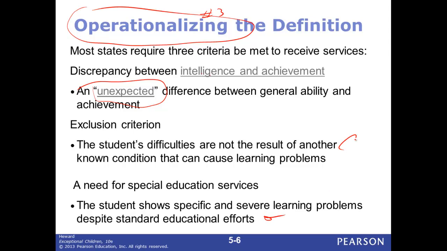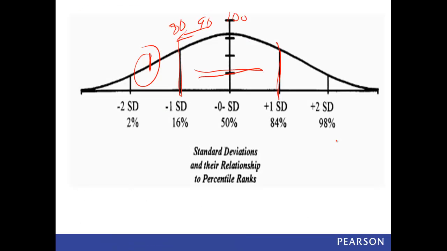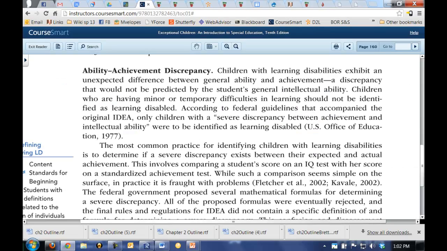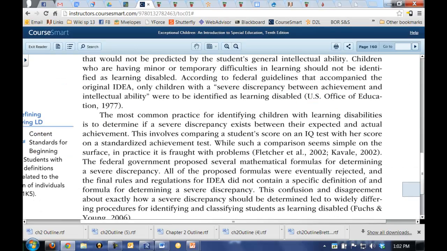Like I say, this is the one that I think is tricky. So what is this? Comparing the student's score on the IQ test and her score on the achievement test. You compare them like I showed you on the discrepancy model.